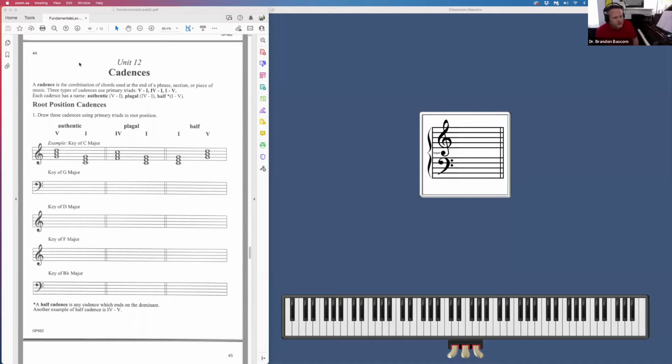The end. It's a very final sounding cadence. Some people think of cadences as the punctuation at the end of sentences, and the authentic cadence is the period.